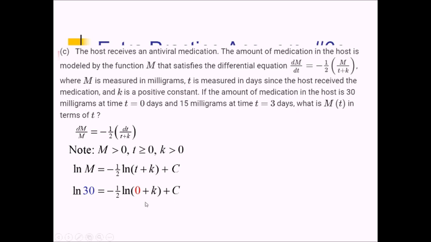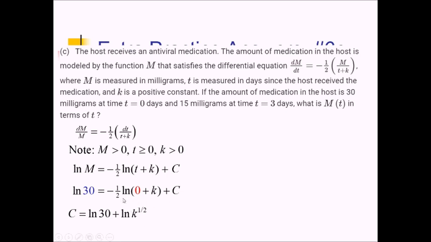Now, kind of annoying because we have this k sort of hanging around. And unfortunately, at this point, there's really no way to get rid of it. It's just a constant, though, so we're just going to take it along for the ride here. So we can say then that c equals ln of 30 plus 1/2 ln of k. And that's going to have to be as good as it gets.